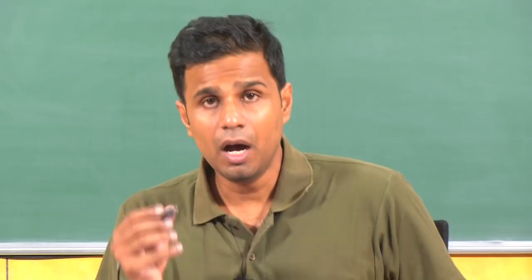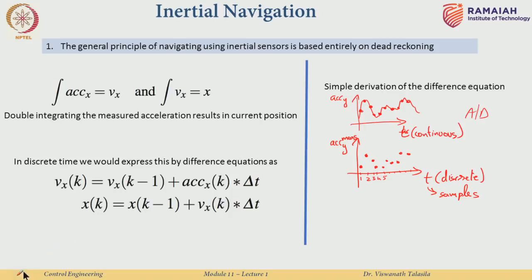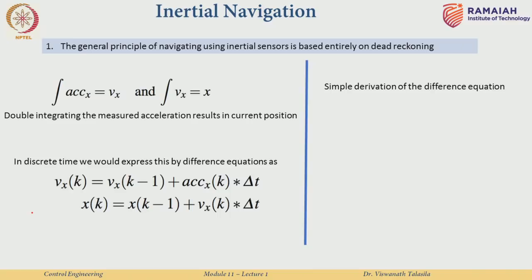How do you do this in the discrete world? Because you are now inside a computer, your data has come inside your microcontroller or your computer. So how would you actually compute this? Well, let us look at the basic equations first, right? So we see that dv by dt, where v is the velocity, is nothing but your acceleration. Okay, so let us just take it along the x axis.